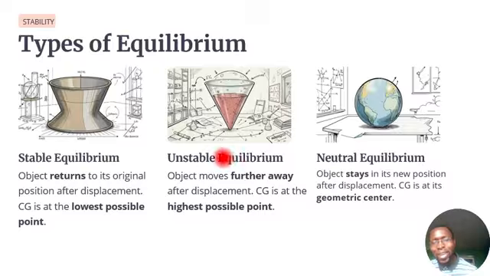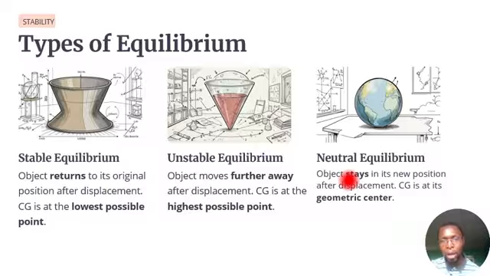Unstable equilibrium leads to neutral, because if you tilt this cone now, what happens? It will lie on the ground. And as it lies on the ground, it's already at its neutral equilibrium. It can no longer change its position. So in this case, we can say that the center of gravity is at its geometric center. So it is in neutral equilibrium that you have the center of gravity of an object at the geometric center. So having said all of this, let us consider some questions to give us a better idea of what we are saying.